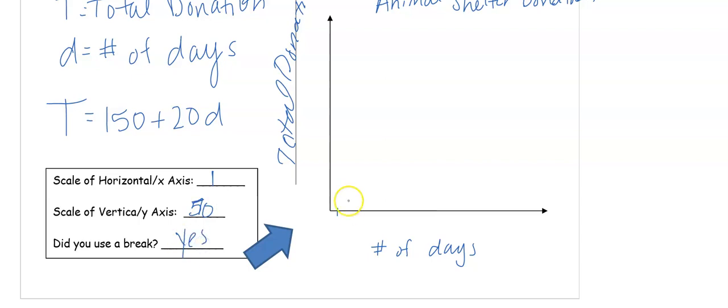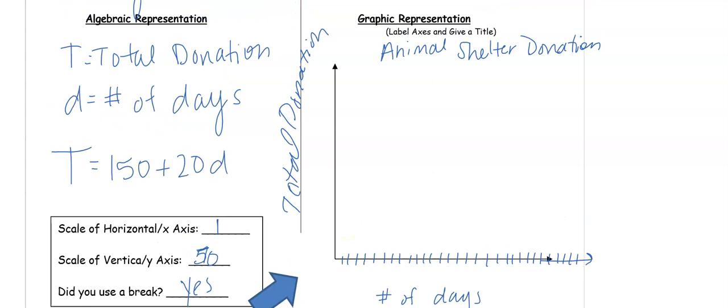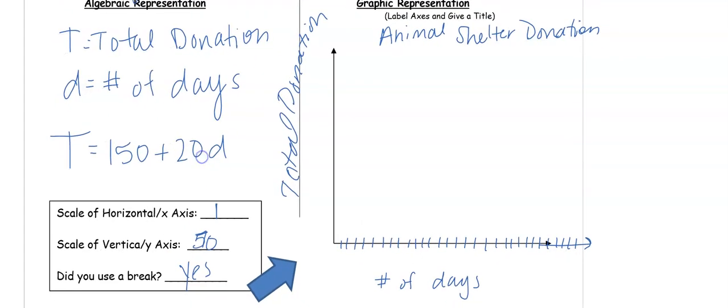So here we have 1, 2, 3, 4, 5, 6, 7, 8, 9, 10, and so on, all the way up to 30. You are way off. Okay. Every line does not have to have a number. I'm going to do every 5.